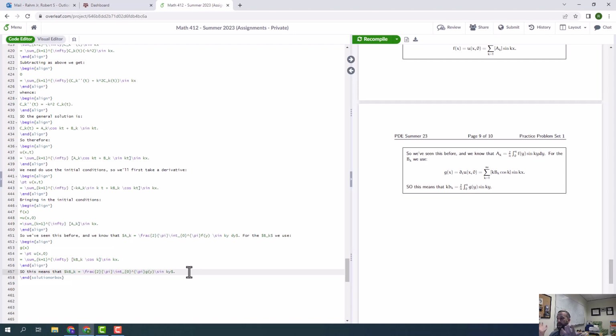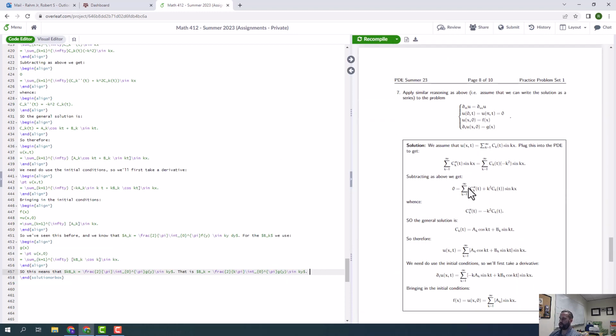But we don't care about k bk, we care about bk. So that is bk, and I'm just going to copy and paste this again. K bk is equal to this, but now I'm dividing both sides by k, so there's going to be a k down here as well, and that's it.